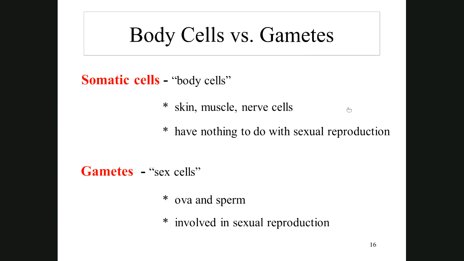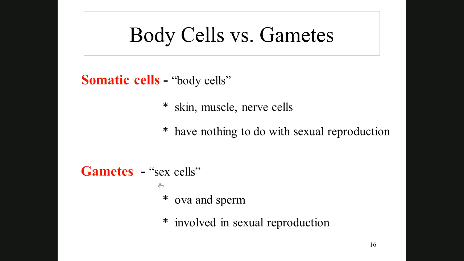Now somatic cells, the word soma means body. And so somatic cells are body cells. Like bone, like I have right here, skin, muscle, nerve, bone, blood, those are body cells. Have nothing to do with sexual reproduction. Nothing to do, because those are going to be gametes. Gametes are sex cells, and sex cells are your ova, the eggs, and the sperm, eggs from the female, sperm from the male, involved in sexual reproduction.